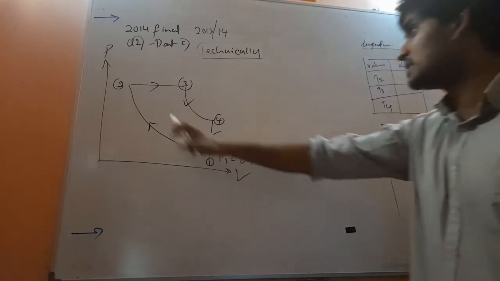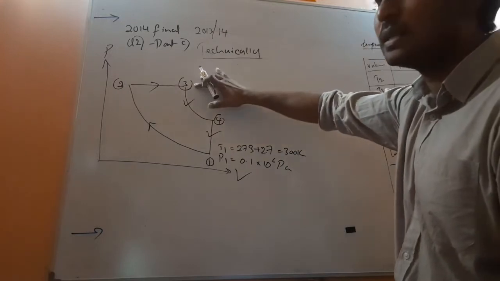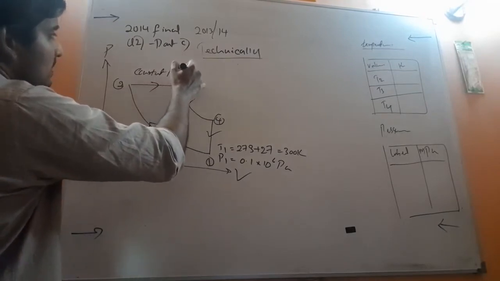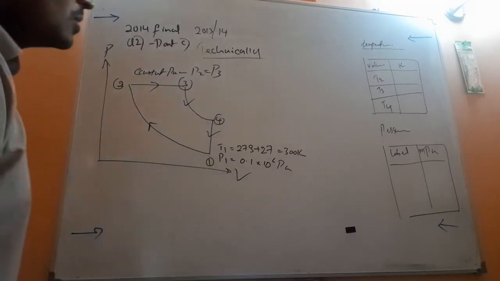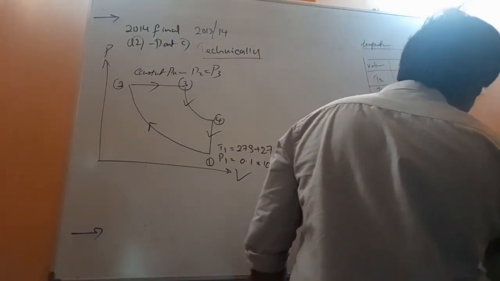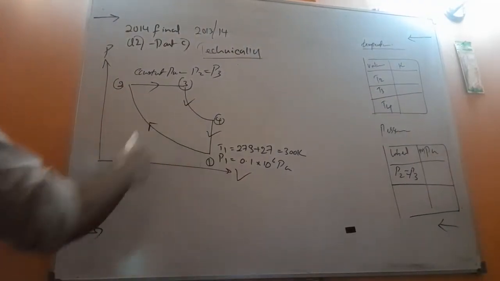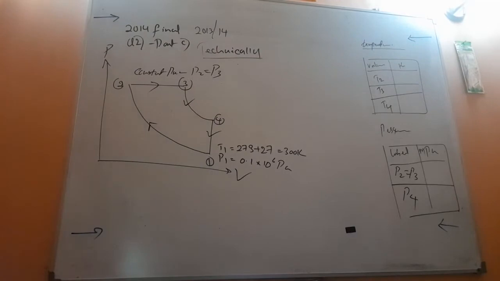You need to find the pressure at here. If you know the pressure at here, there is no magic. You can easily find the pressure at there also, because that is a constant pressure process. 2 to 3 is constant pressure. That means P2 equals P3. No problem, right? If you know P2, you can find P3 and P4. Those are the only pressure values that you need to find. So let's see how to do that.